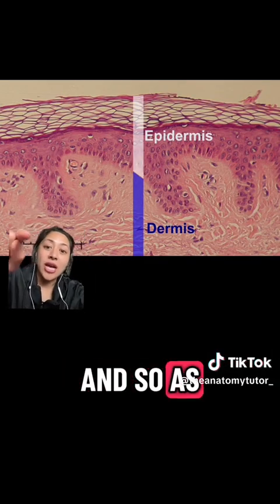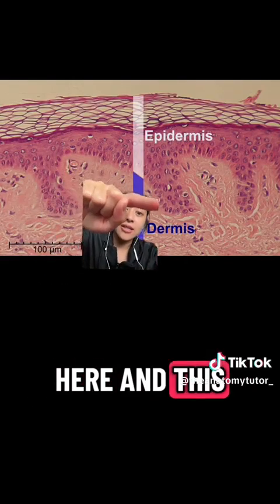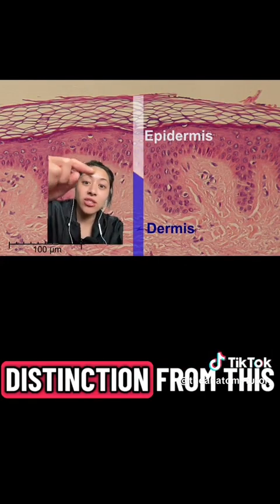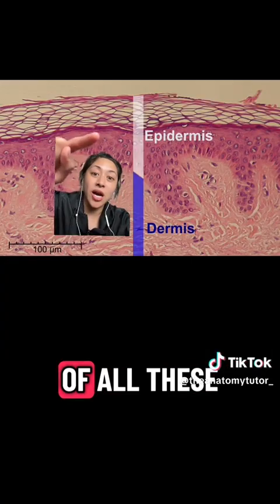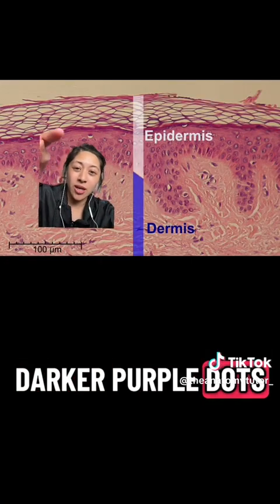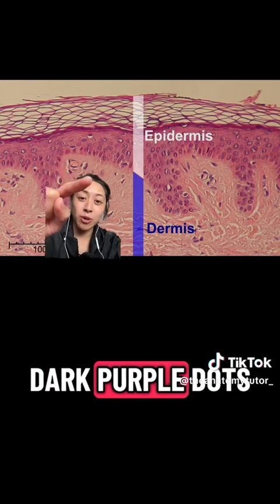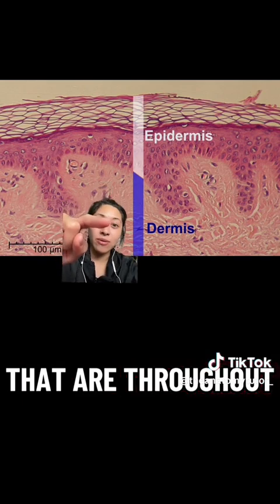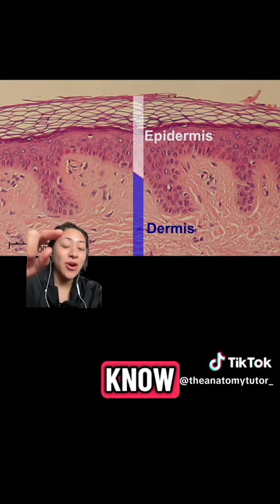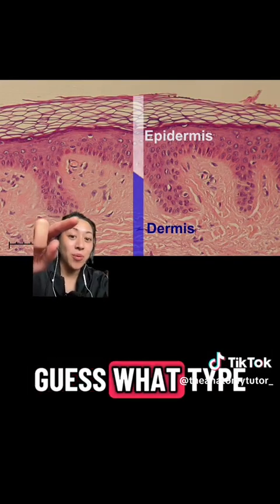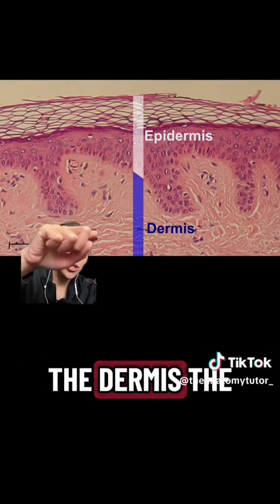As you can see here, there are layers and these little squiggly lines, and there's a distinction from this darker pink to this lighter pink, and this arrangement of darker purple dots that indicate nuclei, and scattered dark purple dots throughout this lighter blush pink. I'm going to give you a second, maybe you can guess what type of tissue makes up right over here, the dermis.